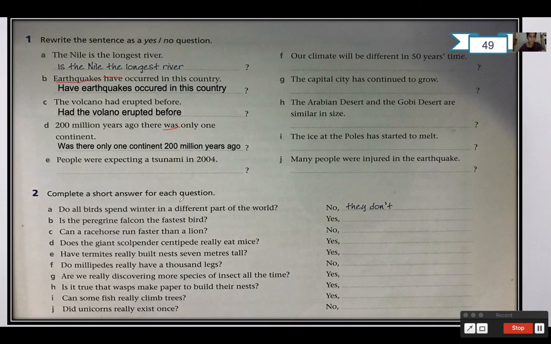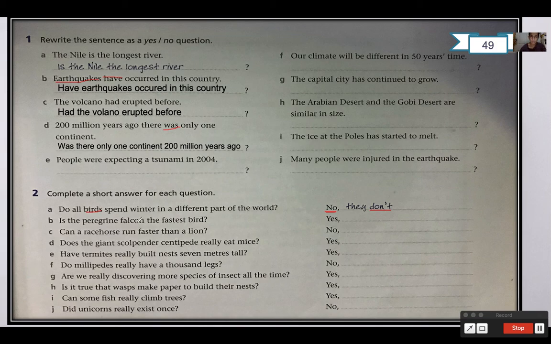Now complete a short answer for each question. Remember, the answer will depend on the subject over here. Do all birds, we're talking in plural, birds, so we have to use they. Do all birds spend winter in a different part of the world? No, they don't, okay? You have to be careful with this one. If you see no, that means you have to use the negative form. Don't, not do, don't.